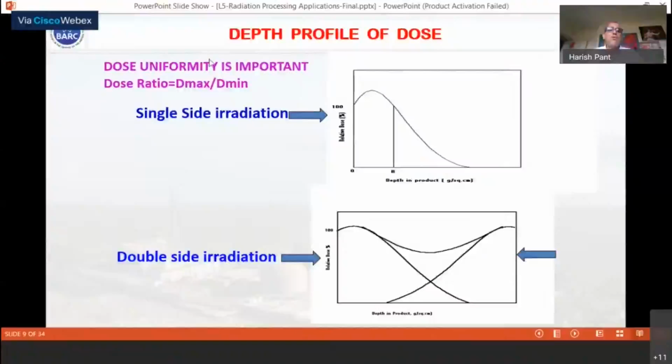And this uniformity in dose is a very important parameter, and the dose ratio is given by the maximum dose divided by the minimum dose. And for uniform irradiation, uniform processing, this ratio has to be 1. But generally it varies from 1 to 1.5, because in some applications the requirement of uniform dose distribution is not very stringent.